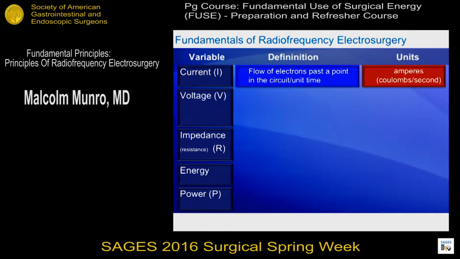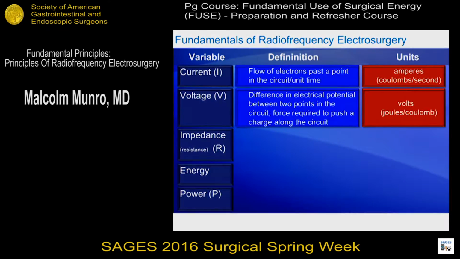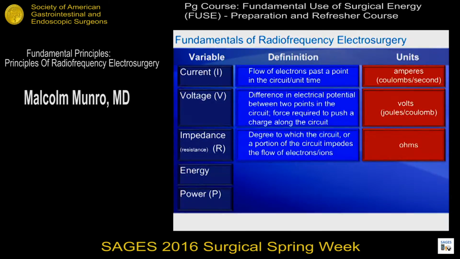Current is the flow of electrons past a point in the circuit in any given time. Its units are amperes, and we really refer to, not an electron, but a great mass of electrons called a coulomb. You'll remember that. And then voltage is really critical, because this is the difference in electrical potential between 2 points on a circuit. You really need voltage for those electrons to move, and that's measured in volts. Impedance is the degree to which elements in a circuit present resistance to the flow of electrons.